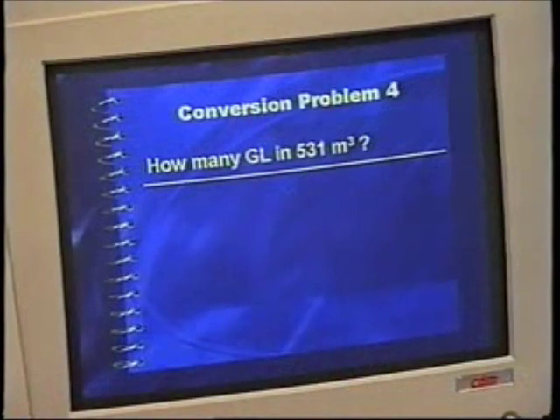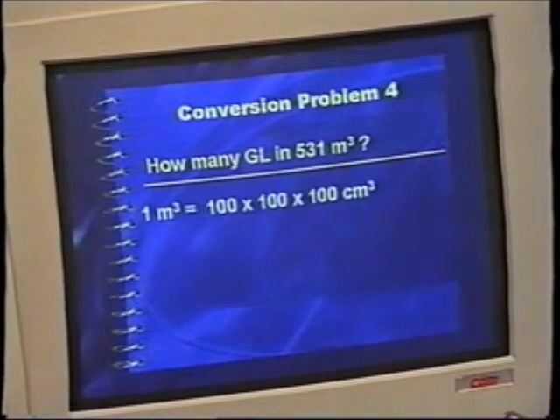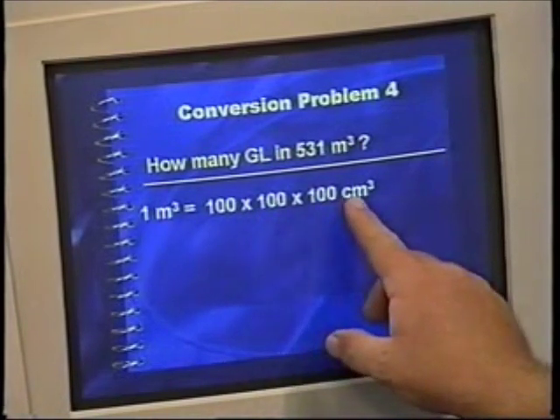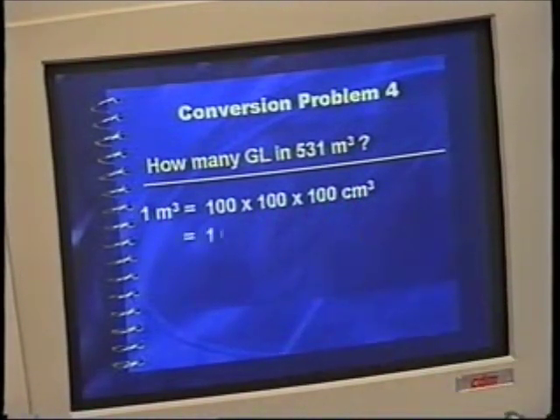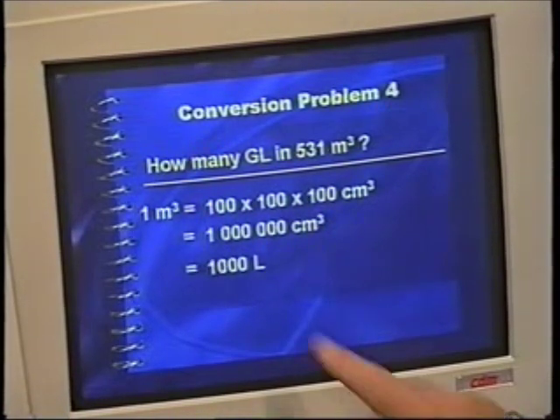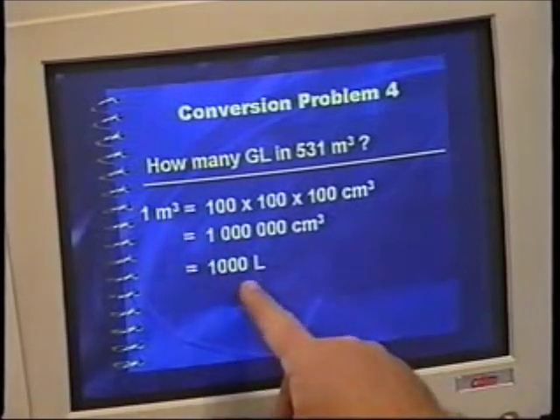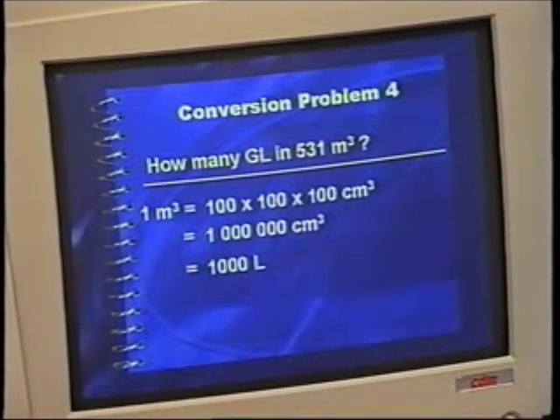We've got in problem 4 how many gigaliters in 531 cubic meters. Now a cubic meter is actually 100 times 100 times 100 cubic centimeters, and that makes it 1,000,000 cubic centimeters. Why do I change it to cubic centimeters? Well, 1,000 cubic centimeters make 1 liter, so I get 1,000 liters. And that's not a bad thing to remember, that 1 cubic meter is equal to 1,000 liters.